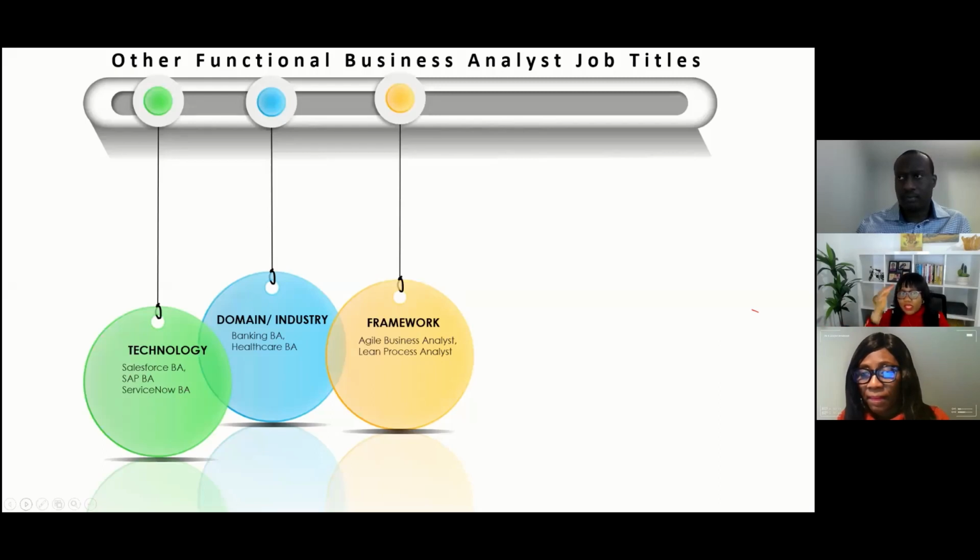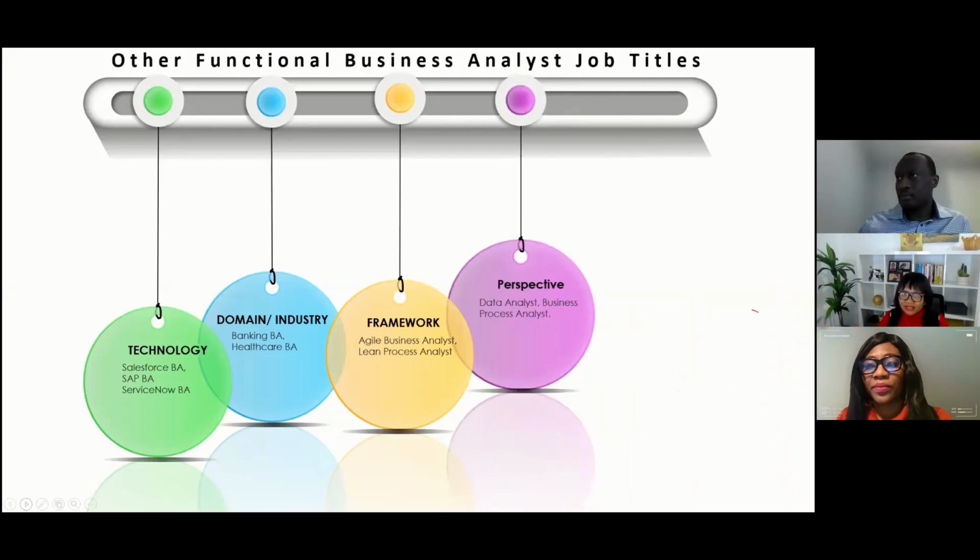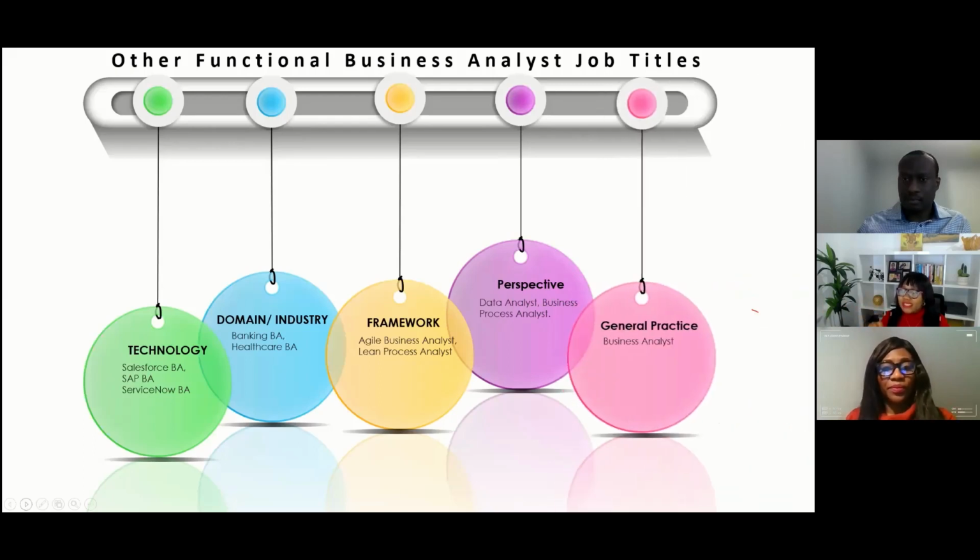We also have the framework BA. You hear agile business analysts. They're still BAs, right? But they understand the agile framework. It could be Scrum, it can be Kanban, it can be extreme programming. There are different frameworks under agile. You can also be a lean process business analyst. You can practice business analysis from different perspectives. You can be a data analyst. You can be a business intelligence analyst. You can be a cybersecurity BA. Yes, you can actually be a cybersecurity BA. I have a friend, she works as a cybersecurity OCM specialist. So she manages organizational change within the cybersecurity team of our organization.